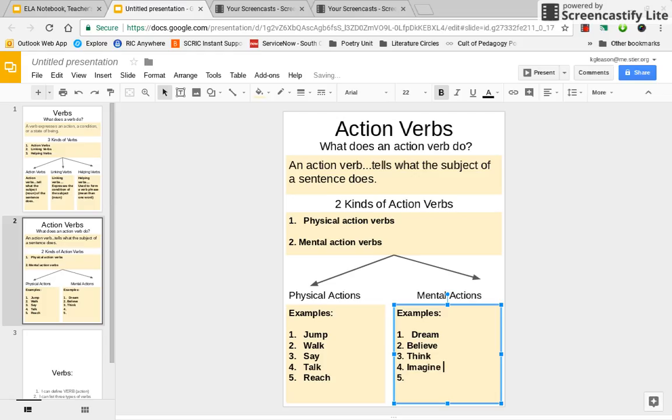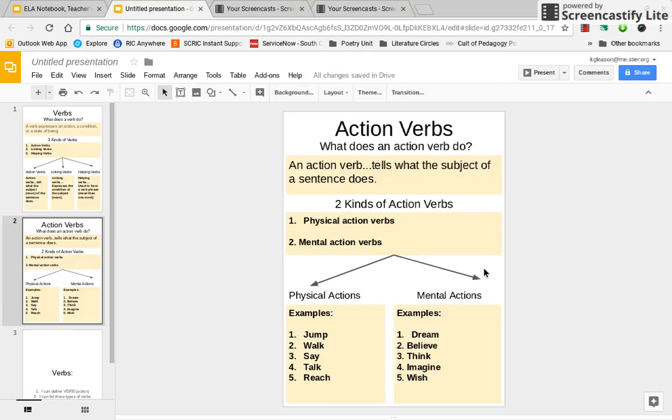Imagine. I cannot see you imagining. I cannot hear you imagining, but imagining is still something that your mind is doing. It's a mental action. You're mentally doing it. And another example is to wish. I wish that I didn't have to learn about verbs. I cannot see you wishing that, and I cannot hear you wishing that unless you choose to say it out loud. If you say your wish out loud, then the verb to say would be a physical action. But if your wishing is happening in your mind, then it's a mental action. Okay.